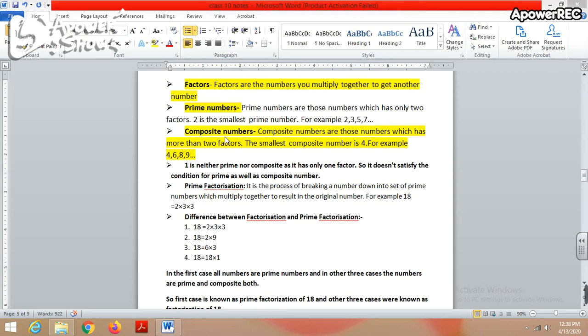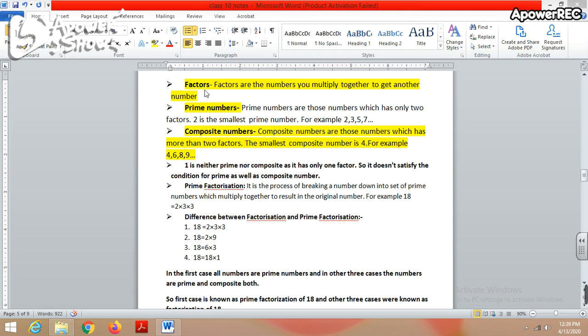So the first thing is what do you mean by factors? Factors are nothing but the numbers which you multiply together, they will get another number. For example, 8. You can get 8 by multiplying 2 and 4, 8 into 1 and 4 into 2. So 4, 2 and 1 and 8 also, they are all factors of the number 8. So the numbers which when multiplied together form a new number, these numbers are known as factors of the new number. Then what do you mean by a prime number?